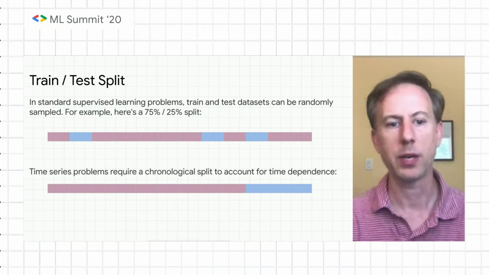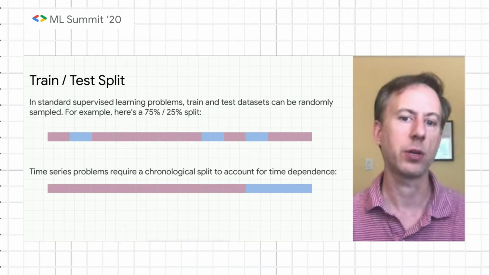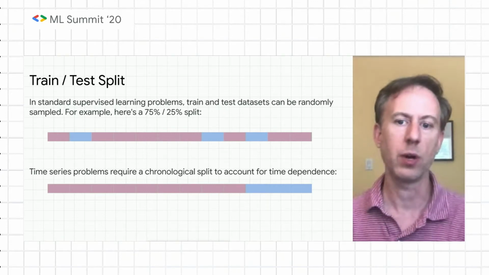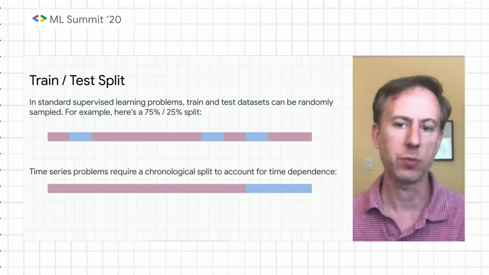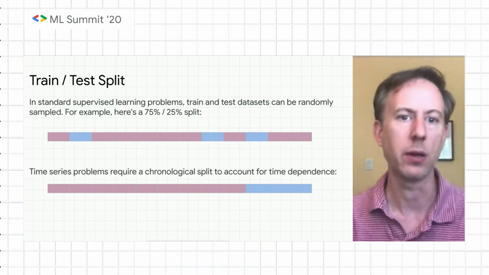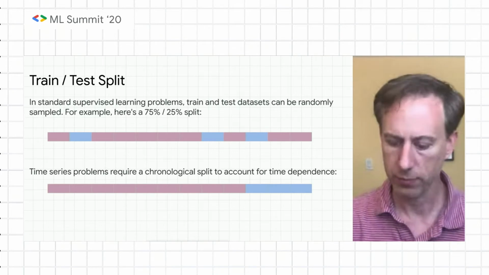Okay, so with time series problems, you need to use a chronological split. So you want to take, say, the last or most recent 25% of your data to test your model.